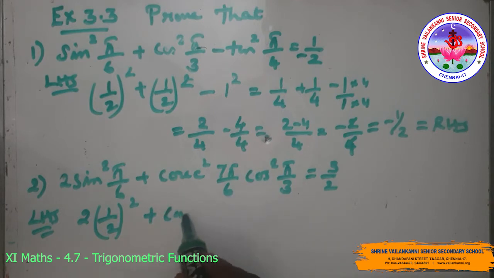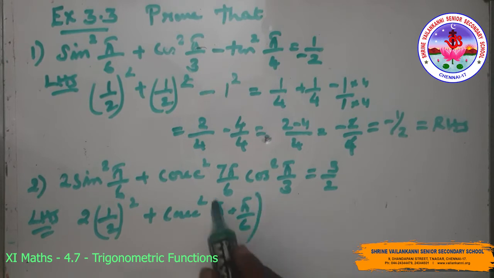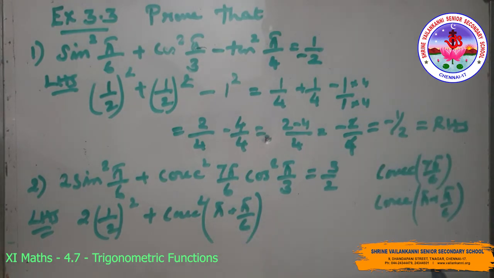So 2 into half whole square plus cosecant square 7 pi by 6, which is nothing but cosecant square pi plus pi by 6. So 6 into pi, 6 pi plus pi is 7 pi by 6. So pi plus pi by 6 lies in the third quadrant. In the third quadrant we have tan and cot positive, so other trigonometric functions are negative. So which is minus cosecant pi by 6.